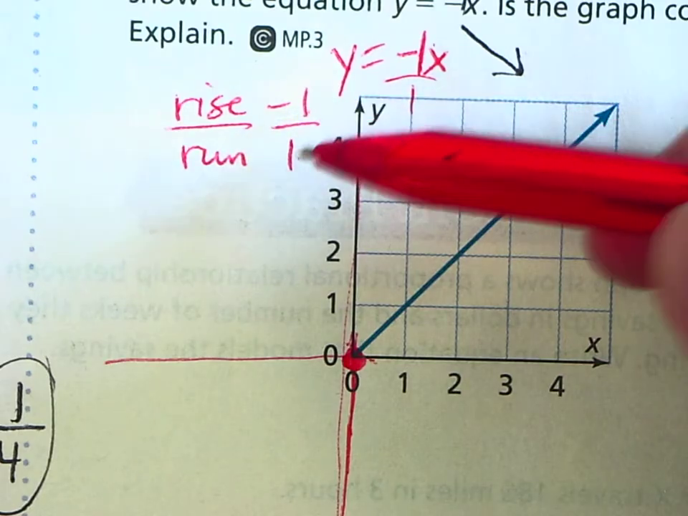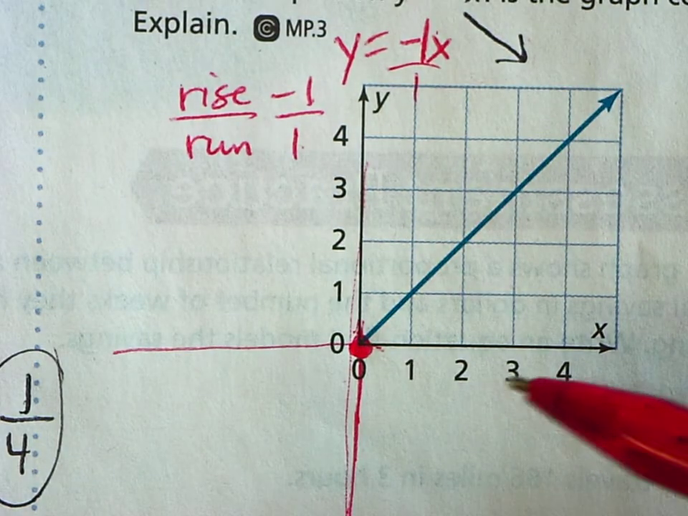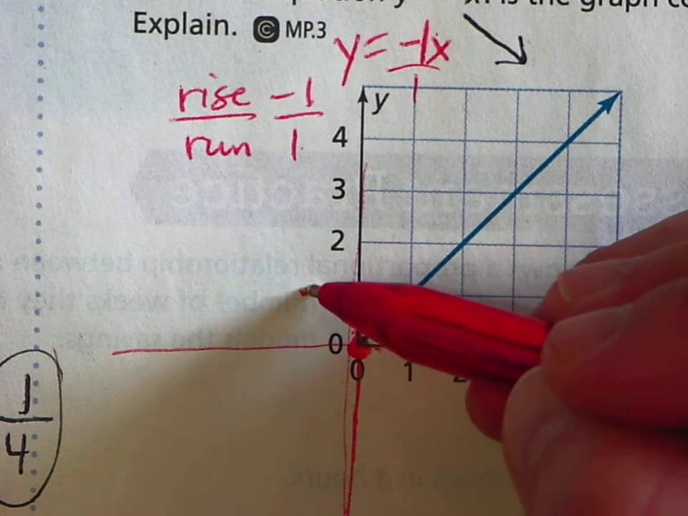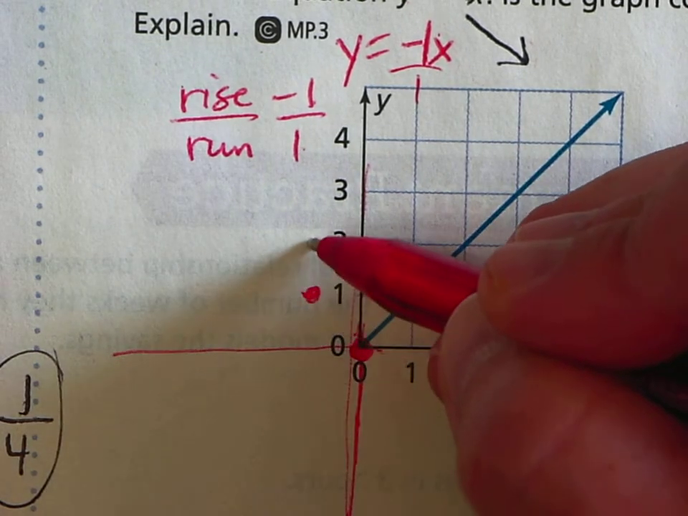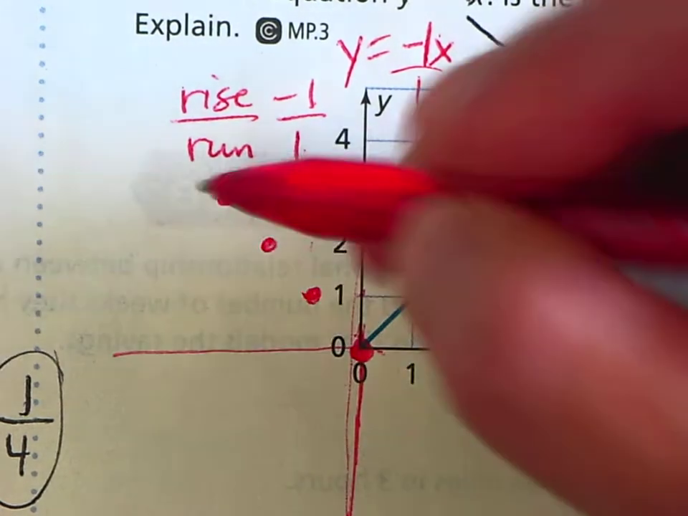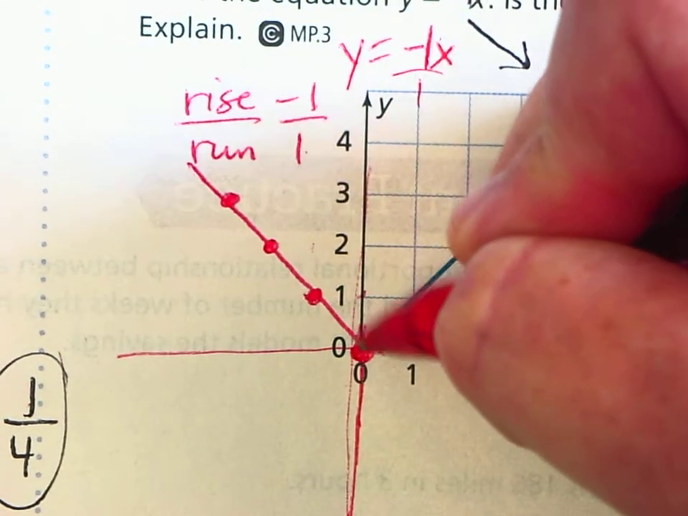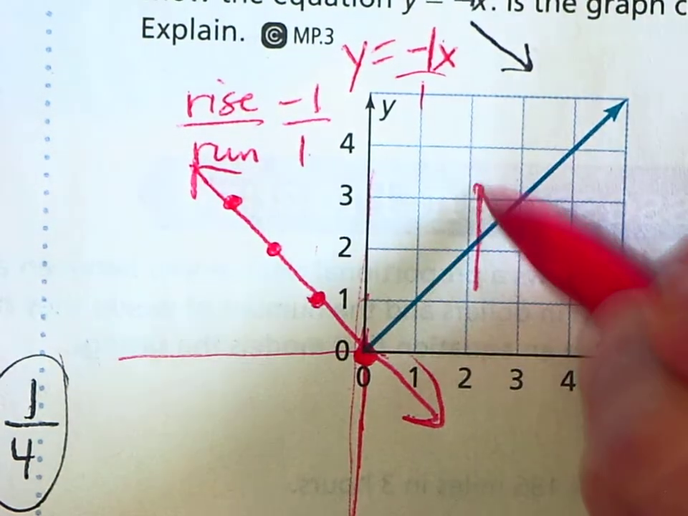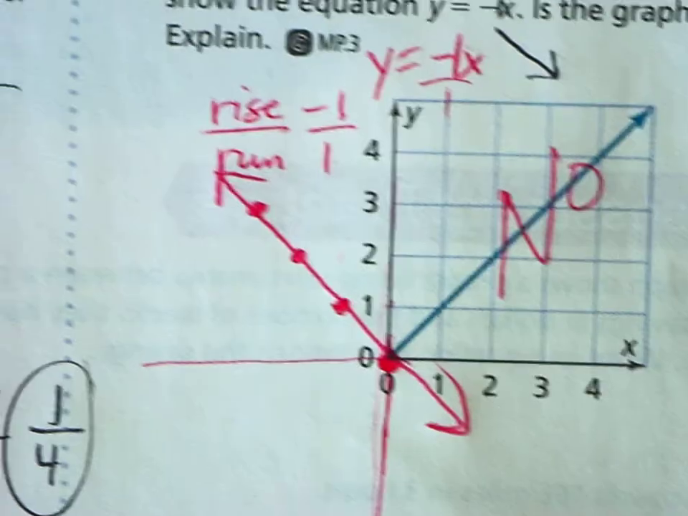So I'm going to rise 1 and run 1 to the left now because my slope's negative. I'm going to rise 1 and run 1 to the left, again and again. So my line should actually look like this for this equation, a negative sloping line. This is not correct. Okay, I hope that helps.